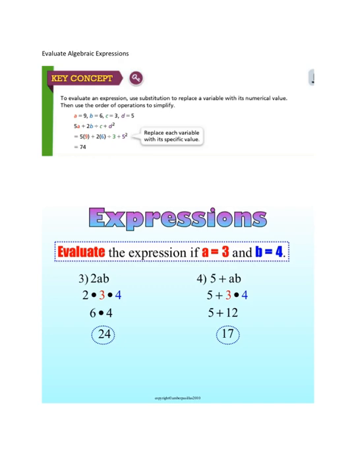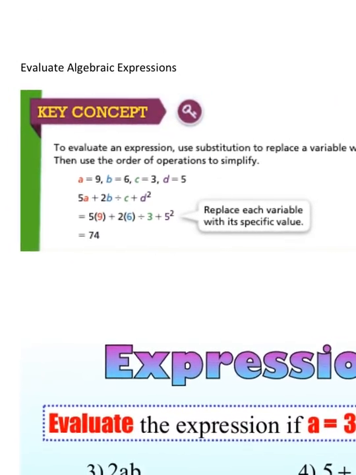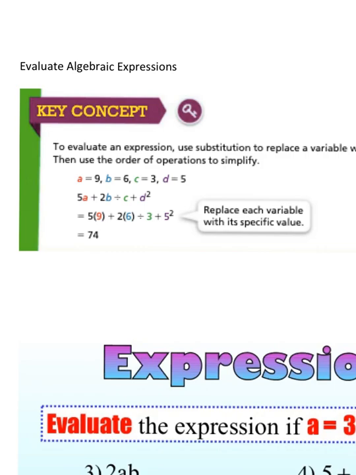So what they're showing us in the example is four different variables, A, B, C, and D. Your variables are your letters. And then they're showing us an algebraic expression that says 5A plus 2B divided by C plus D squared.